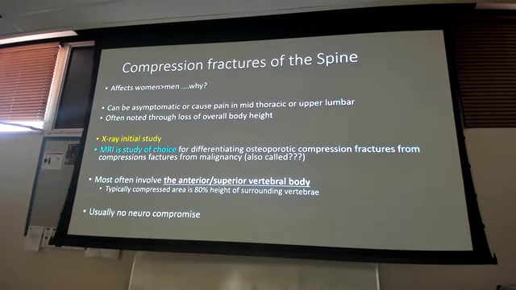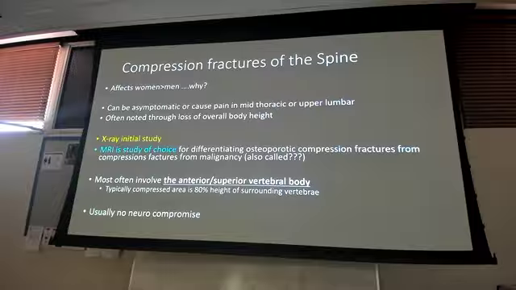Compression fractures. Another one of these fun things that is women more than men. Why? Osteoporosis. Another thing that could be asymptomatic or could cause pain. Great. Now I don't have a symptom to go along with it, right? X-ray is going to be your initial study. Okay? Now this is unique. We talked about osteoporosis. We know about the DEXA scan to evaluate the osteoporosis. X-ray is my initial study, so that kind of goes along with that.